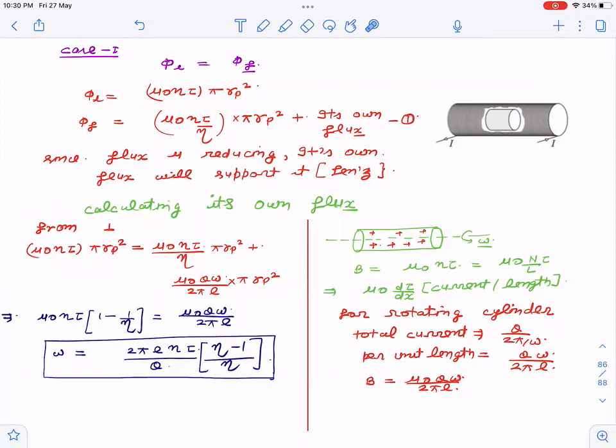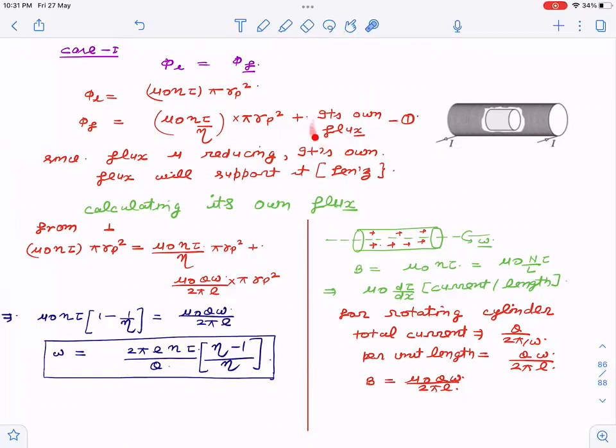Fine. Now, final flux will be what? The current is reduced to I by eta. So mu naught Ni, where I becomes I by eta, into pi rp square. This is the flux due to the solenoid, but the cylinder will start rotating. Why? Because it has to make up for the remaining flux. Flux cannot be changed. So whatever flux you have lost, it will acquire its own flux by rotating.